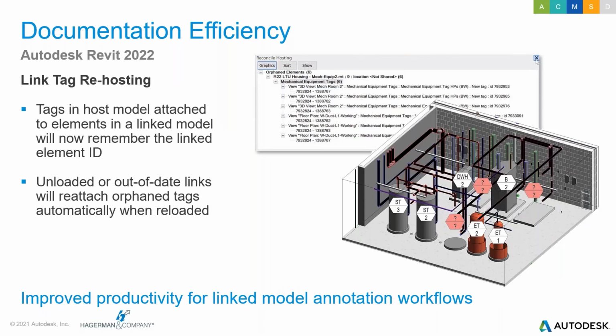All right. Revit 2022 improves the behavior of tags in host models that reference elements in linked models. Tags in a host model that are attached to elements in a linked model will now remember the linked element ID. If a linked file is unloaded or out of date, the tag may be orphaned. However, when the linked file is reloaded, the tag will now reattach to the linked element automatically.